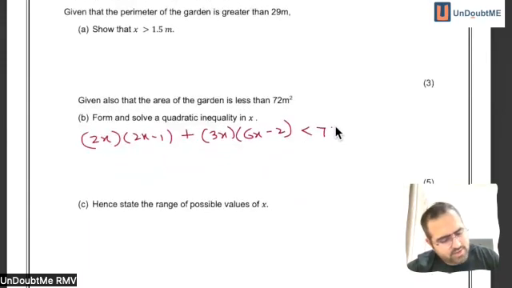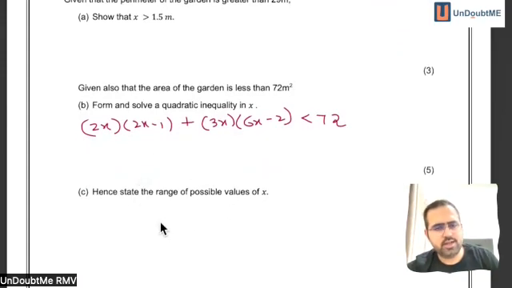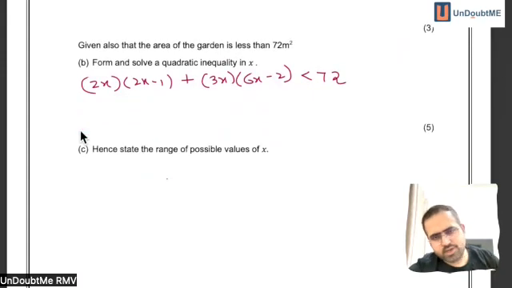It is less than 72, we will get a quadratic inequality from here, which can be solved to get the range of possible values of x. Okay, so will you be able to solve this inequality so that we can move on to that last graph question? I just wanted to discuss that.